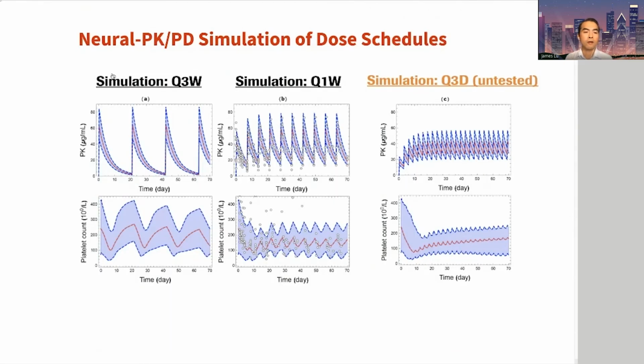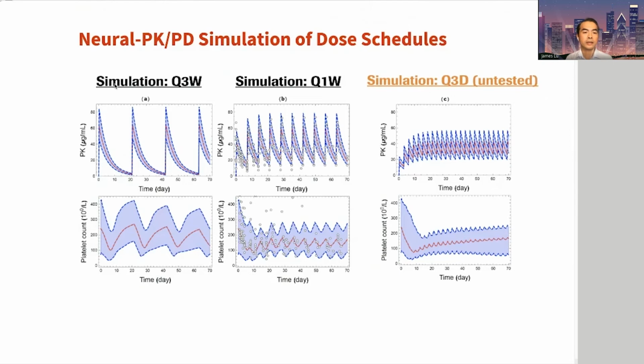One key use of PKPD models is the simulation of alternate dose schedules that the patient may not have been treated with. This left panel shows the prediction range if all the more than 500 patients in the training set were given Q3W, namely once every 3 weeks. So we see the median and 91st percentiles in the left panel.